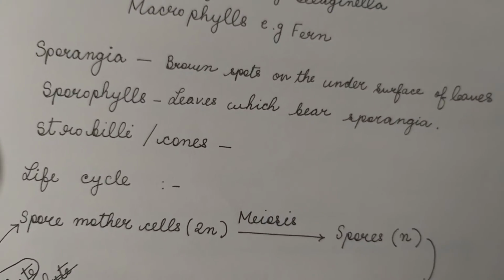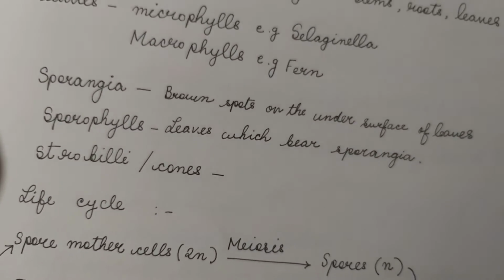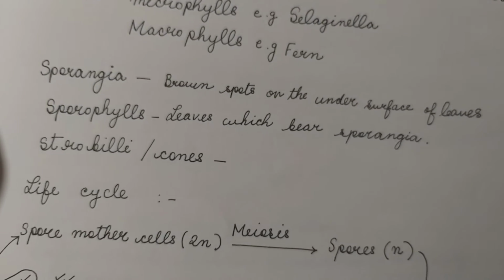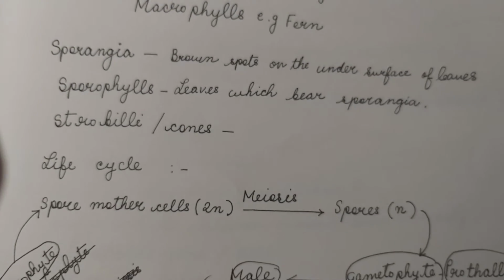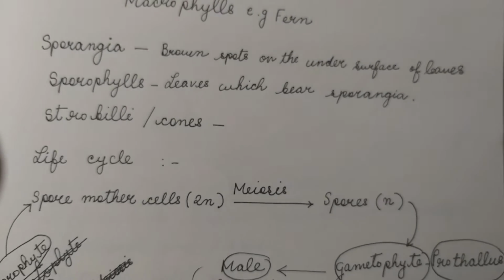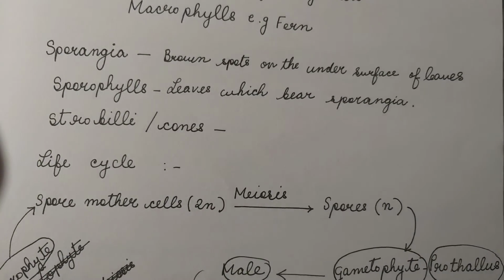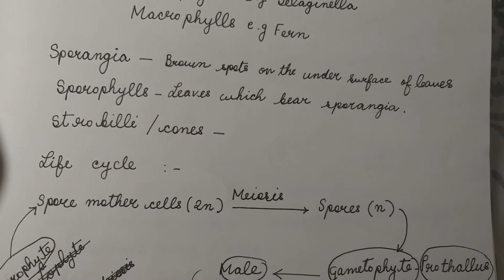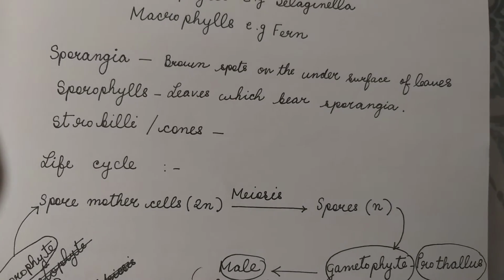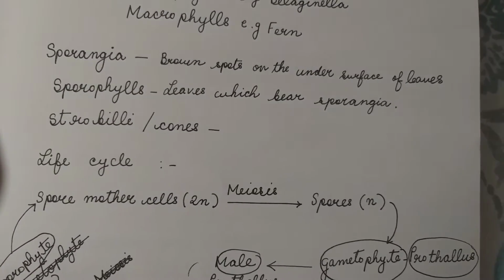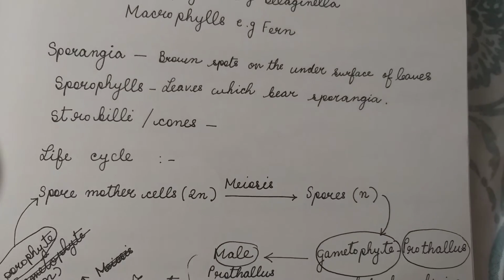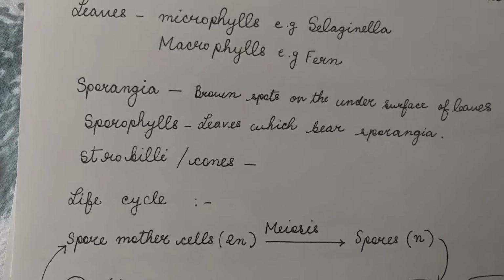Life cycle. The life cycle of pteridophytes includes sporophyte and gametophyte. The sporophyte is the dominant phase. Gametophyte is very small and reduced. It is photosynthetic, but it is very small and reduced in size.